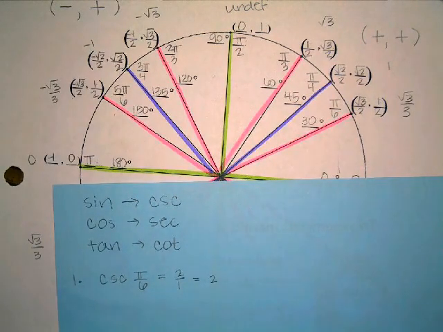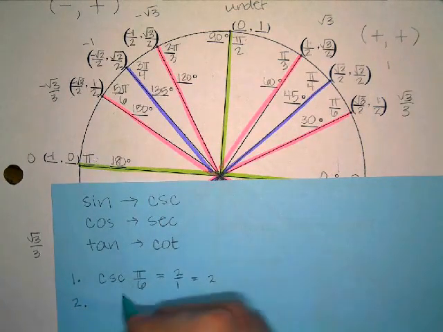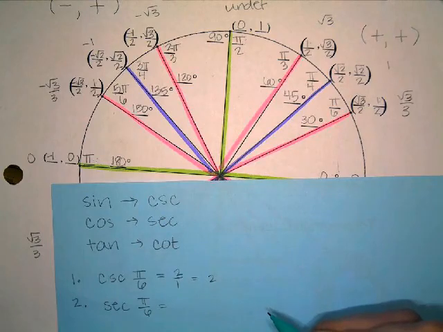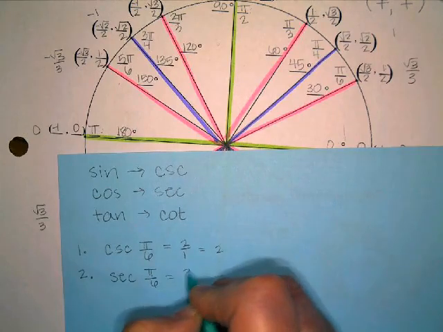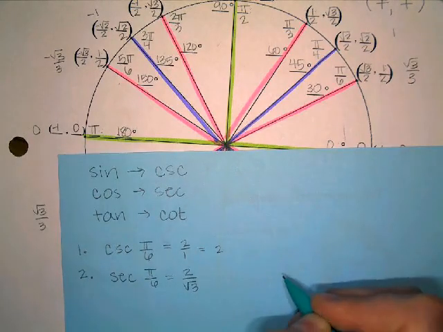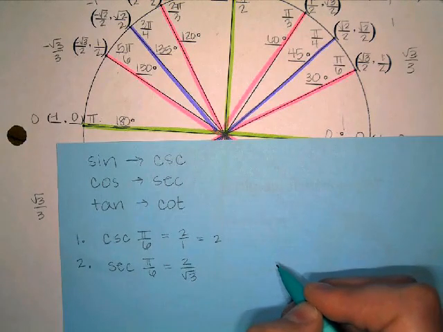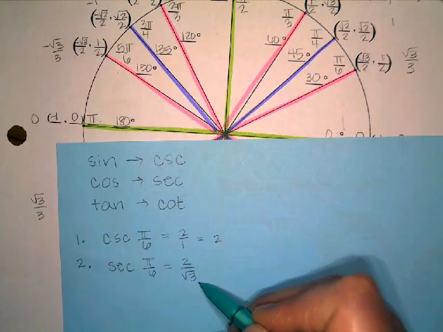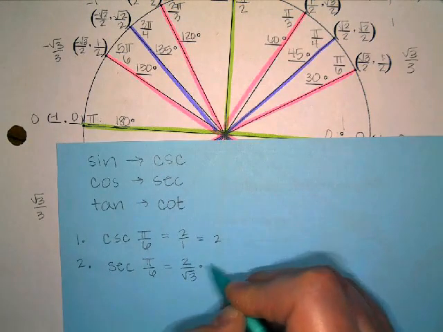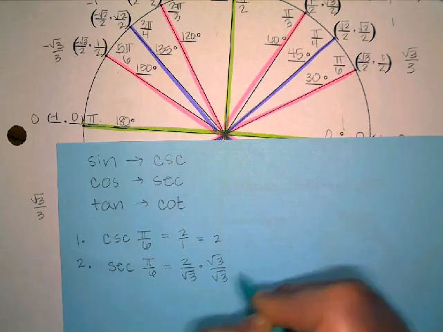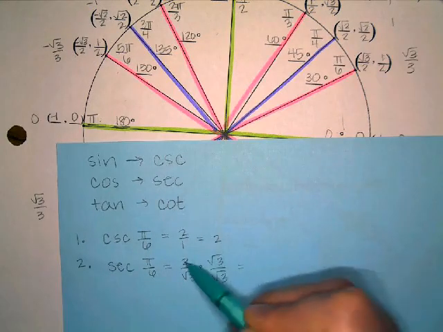Here's another one. If I wanted to find secant of pi over 6, that is the reciprocal of cos. So I would look at pi over 6, I would look at the x-coordinate because cos is the x-coordinate, and then I would take the reciprocal of the x-coordinate, that's 2 over root 3. But I can't leave my answer as 2 over root 3, that's improper. So how would I fix this answer? I would multiply it by root 3 over root 3. And so on the top, I would have 2 root 3, right? And then what would I have on the bottom? Just a 3.